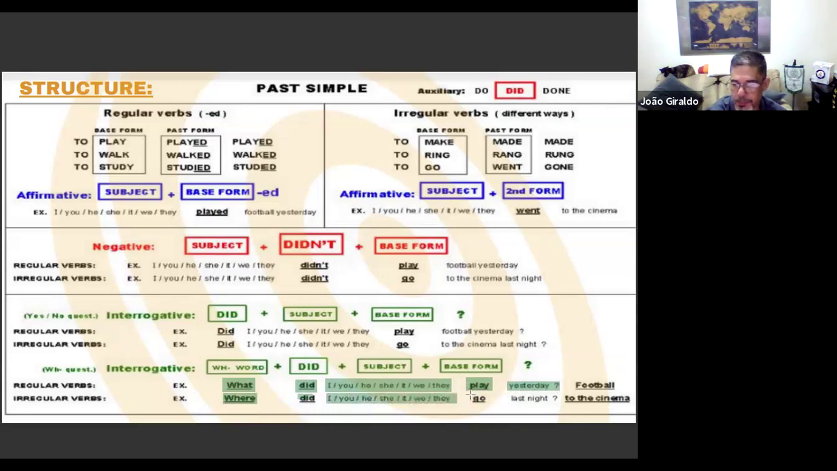Another example here: where did you go last night? So again, we have the WH question, where you want to know about a location. So where, you repeat the auxiliary verb of the past, where did, repeat the subject, where did you, and your verb returns to the base form. So where did you go last night? Okay, guys. I hope you are understanding here. This is very, very important. Continuation here.